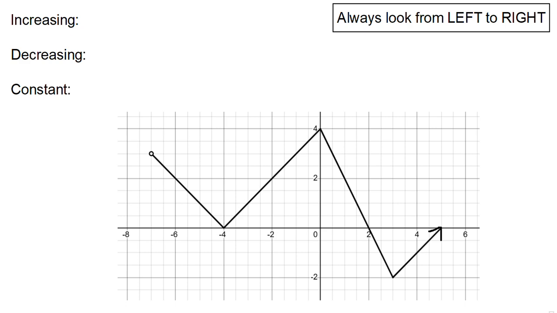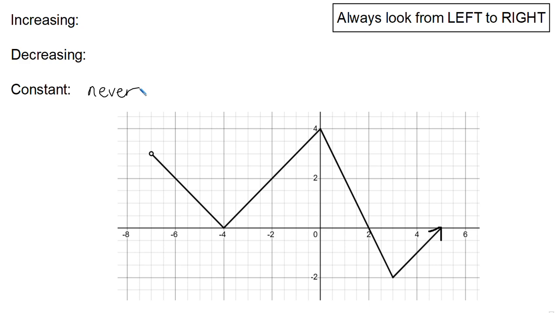We'll follow a similar process for this one as we go through and do each chunk separately from left to right. But the first thing I'm going to do is look at it and say, well, there are no places where this graph is horizontal, where it's flat. So I'm going to say it's constant, never.